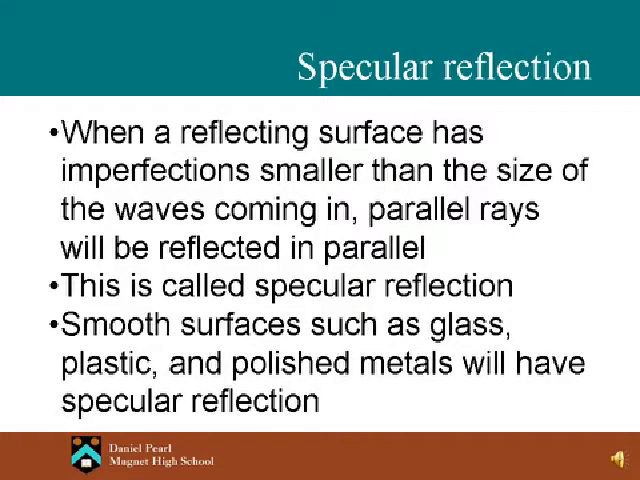Alright, specular reflection. When a reflecting surface has imperfections smaller than the size of the waves coming in, parallel rays will be reflected in parallel, and this is called specular reflection. Smooth surfaces such as glass, plastic, and polished metals will have specular reflection.